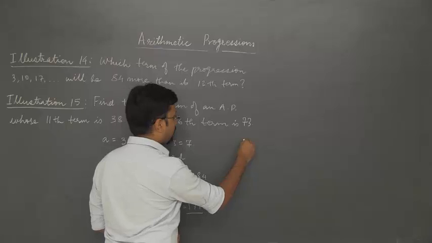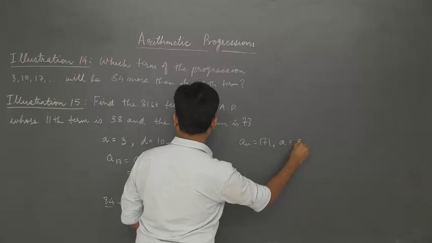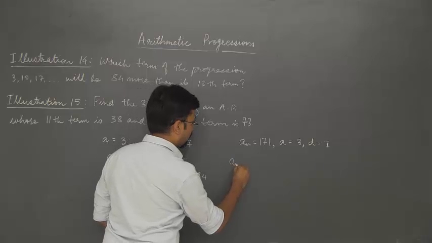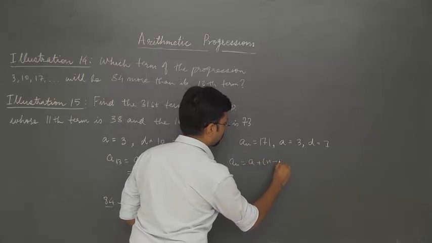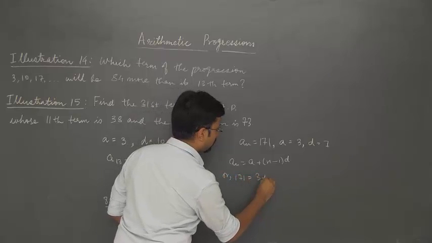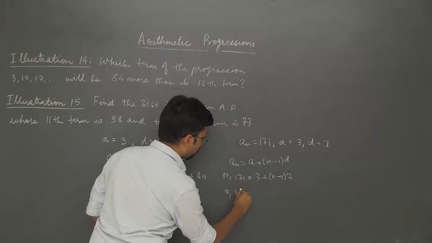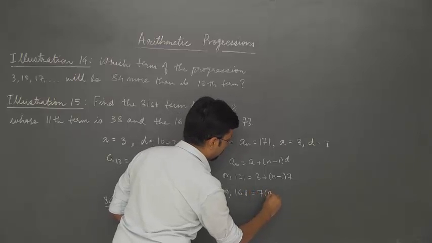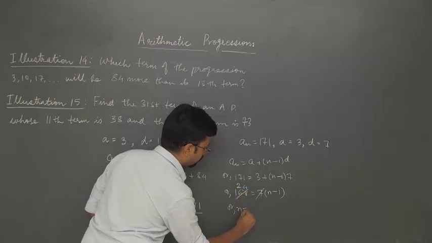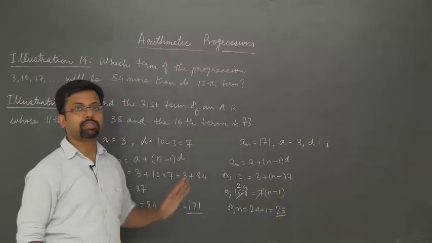So now our AN changes to 171. We have A as 3, D as 7. So AN equal to A plus N minus 1 into D, or 171 equal to 3 plus N minus 1 into 7. We bring 3 this side, it will be 168 is equal to 7 into N minus 1, 7 cancels out, we get 24, or N is equal to 24 plus 1 is equal to 25. So 171 is the 25th term.